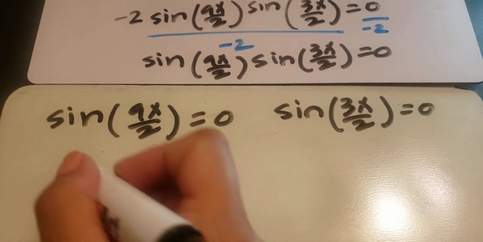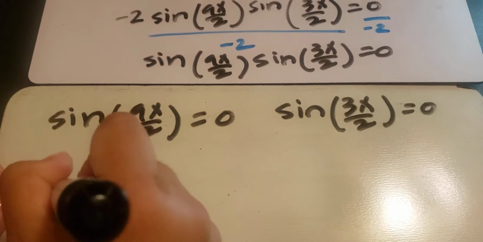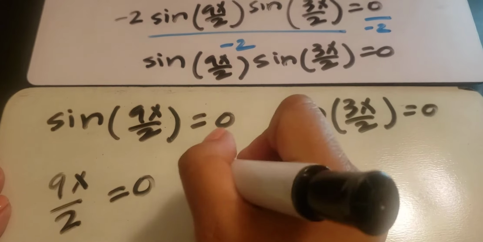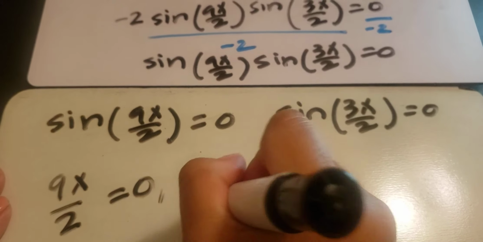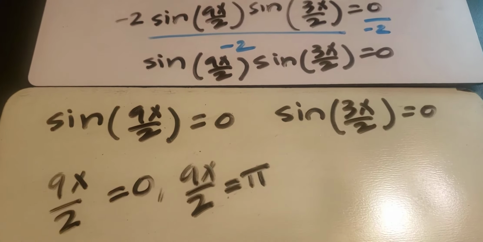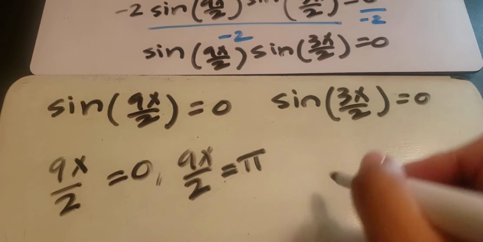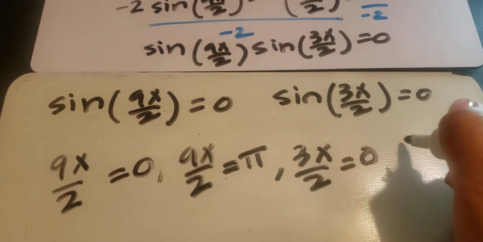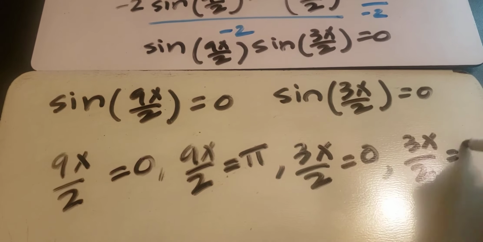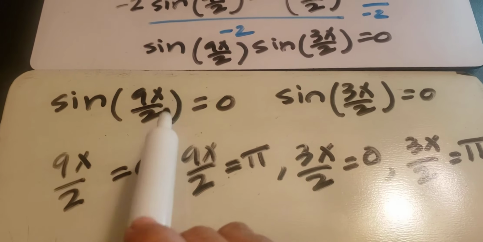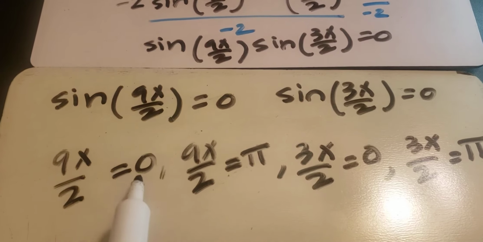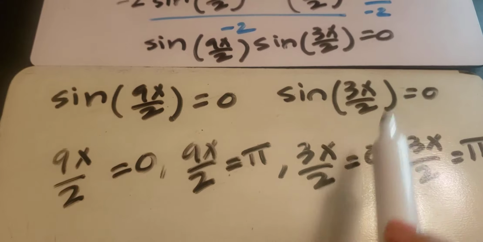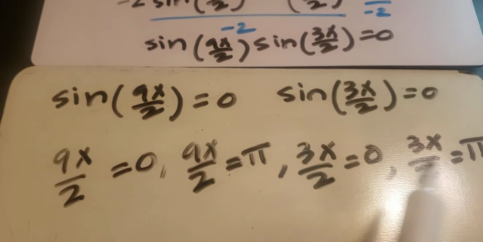So basically what we're going to have is we're going to write 9x/2 equals 0 and 9x/2 equals pi. But then this is going to be the same thing here. So we're going to have 3x/2 equals 0 and 3x/2 equals pi. Because remember, sine of 0 will give me 0 and sine of pi will give me 0. Okay, so same thing here. So we're going to set those equal.